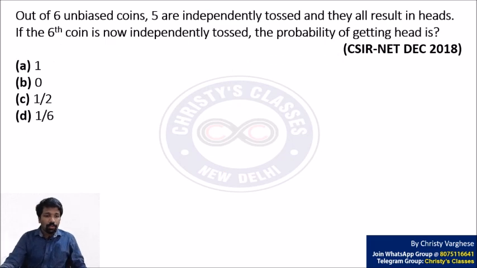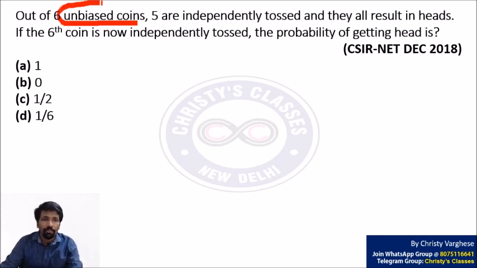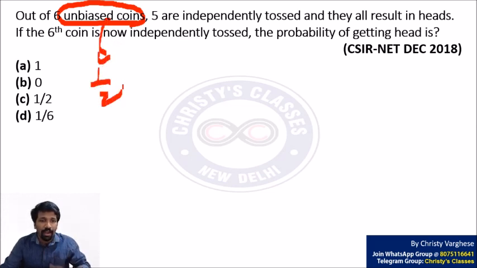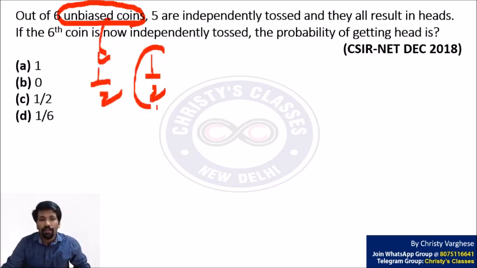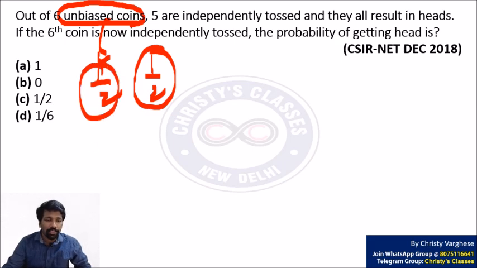June 2017. So for these two questions, you have to read the question properly. It is an unbiased die. Unbiased means fair, an unbiased coin means a fair coin, a normal coin. A normal coin has two sides and both sides have an equal chance of occurring. That is called unbiased, not biased towards any side. Head chance is 50% or half, tail also half. That's the simple meaning of unbiased.